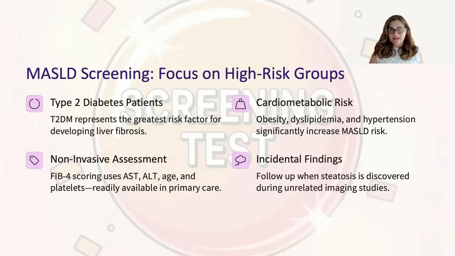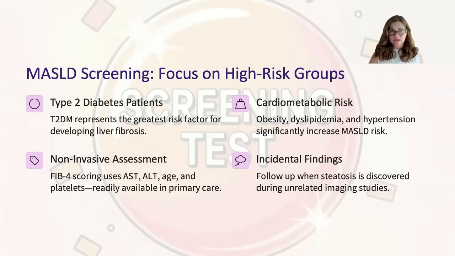MASLD screening is important because some people have a higher risk of developing serious liver problems like fibrosis, and we need to keep a close eye on them. So the first group at the highest risk is people living with type 2 diabetes. Their chances of developing liver scarring are much greater, so they should be prioritized for screening.